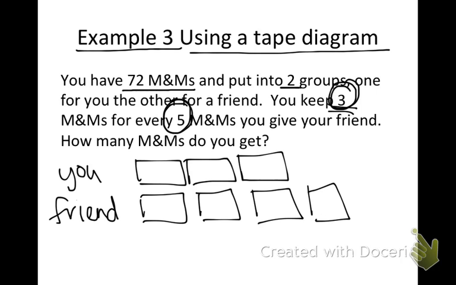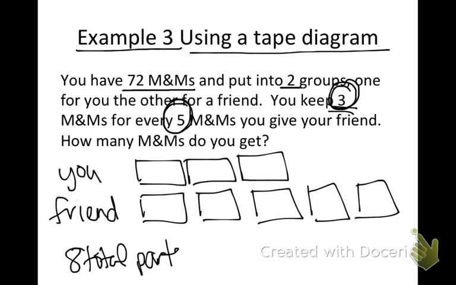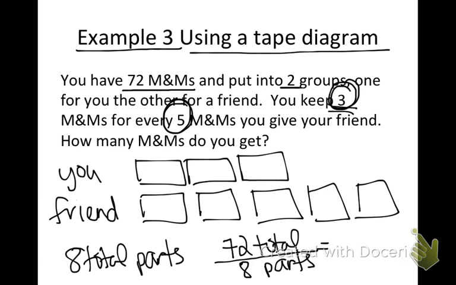Again, how many total parts do we have? So we have 8 total parts. Okay, we know we have 72 total M&Ms. We want to break that into parts, so we're going to divide that by 8 parts. All right, so that tells me how much each part is worth. So if I take 72 and divide it by 8, I should get 9. So that means in each one of these boxes, I'm going to put 9.